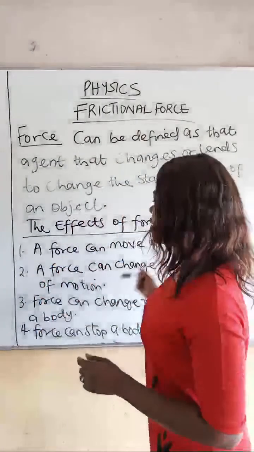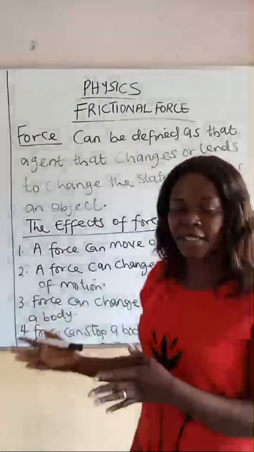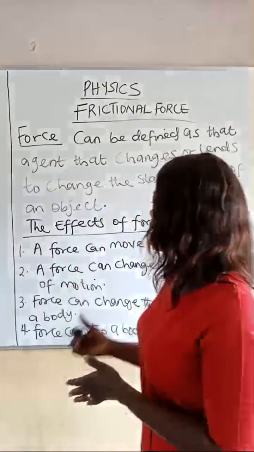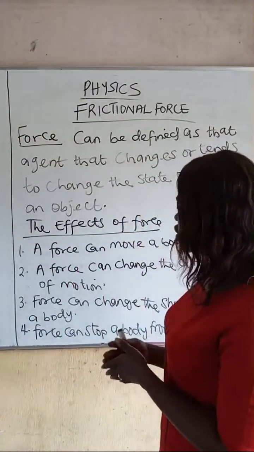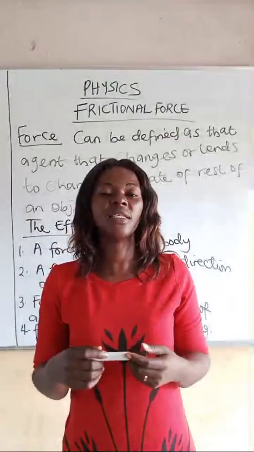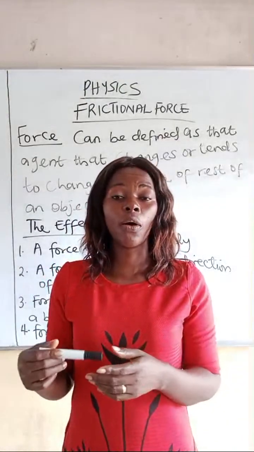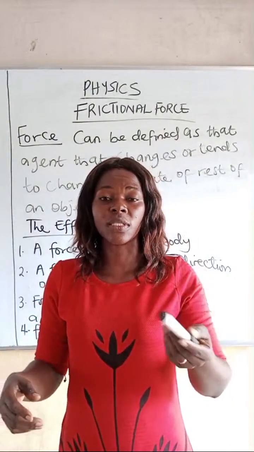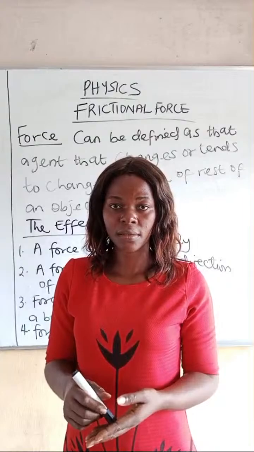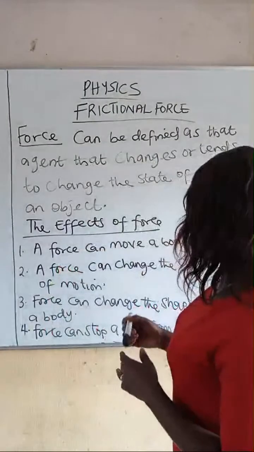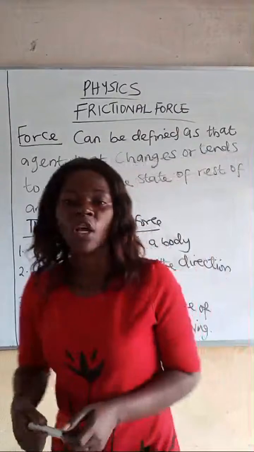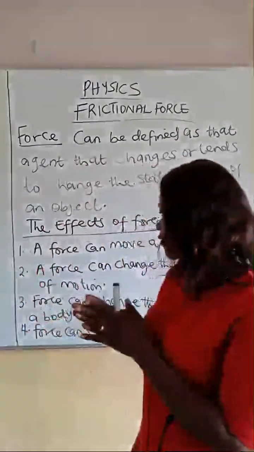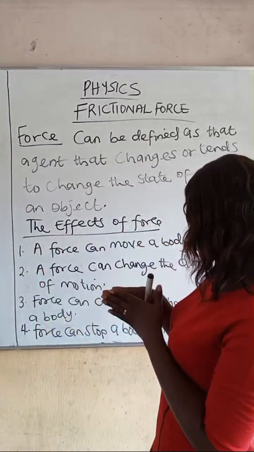Now, what are the effects of force? A force can move a body. A body that is on its own can move with a force. A force can change the direction of motion. A body that is moving can change direction, or start moving, if you apply force. Force can change the shape of a body. We can apply force on a body and the body will change its shape. And finally, force can stop a body from moving.